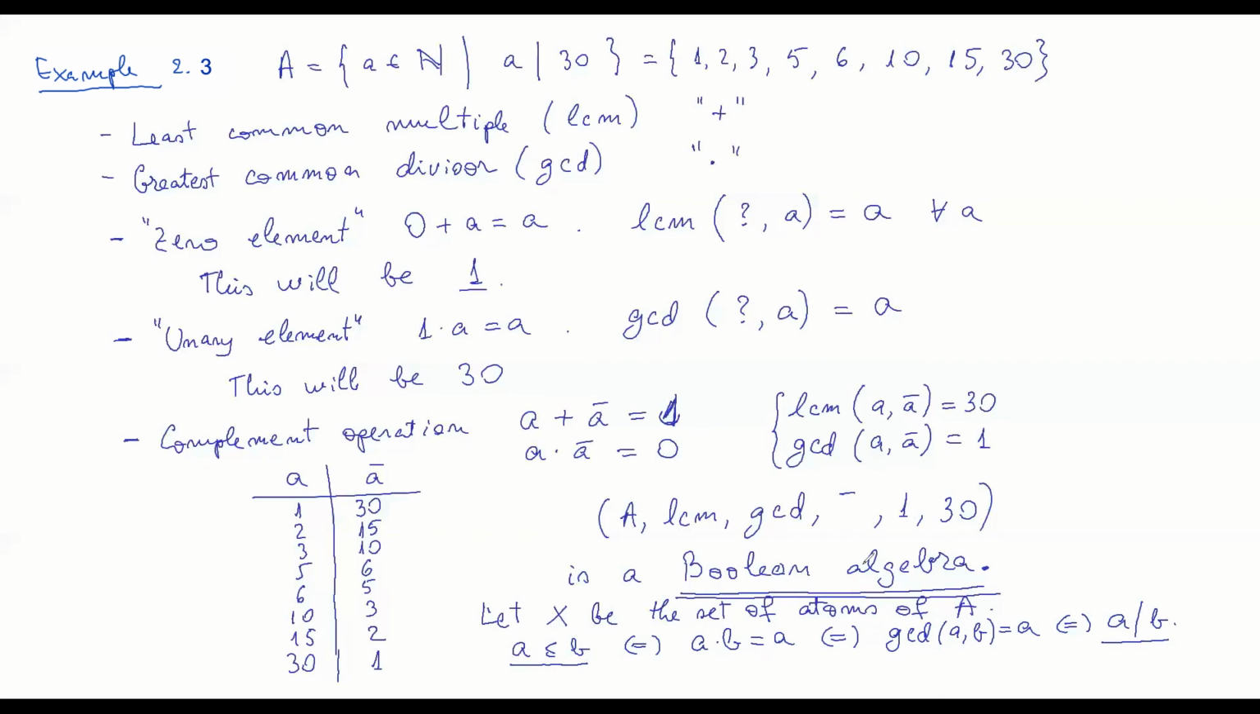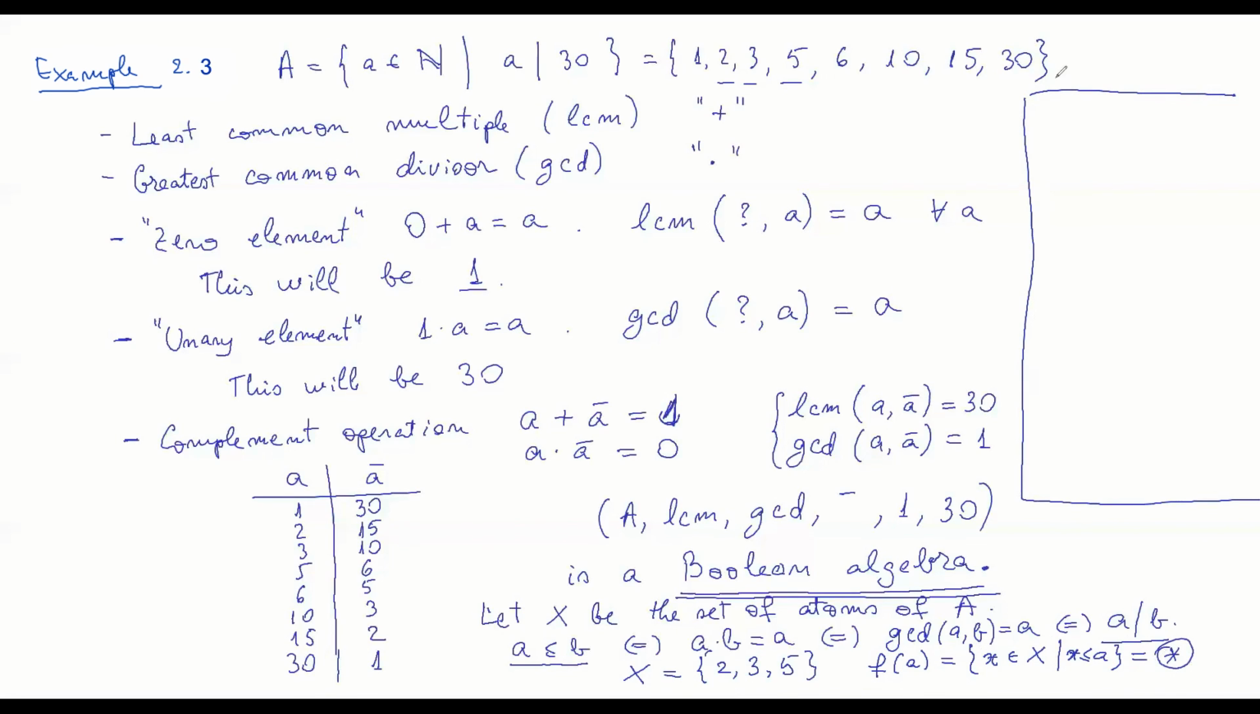So, in other words, if we think about the set of atoms, these are essentially the prime numbers in this set. So, with this observation, it becomes clear now that our set X has got to be exactly 2, 3, and 5, exactly the prime numbers in set A. Also, when we think about how function f maps an element into a subset of X, remember that f of a was, by definition, all the atoms x with the property that x is smaller than or equal to a. I'm going to just continue here so that I don't have to build a new whiteboard.